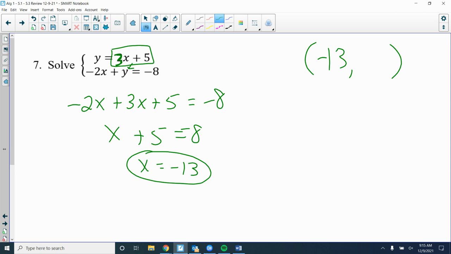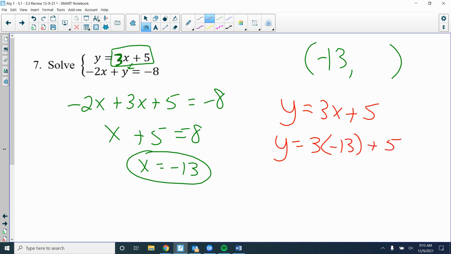Now, guys, take that y equals 3x plus 5. Yep. That's how I want to plug my negative 13 in. So what's it going to read on the right here? 3 times what? 3 times negative 13 plus 5. What's 3 times negative 13? Plus 5. Negative 34.